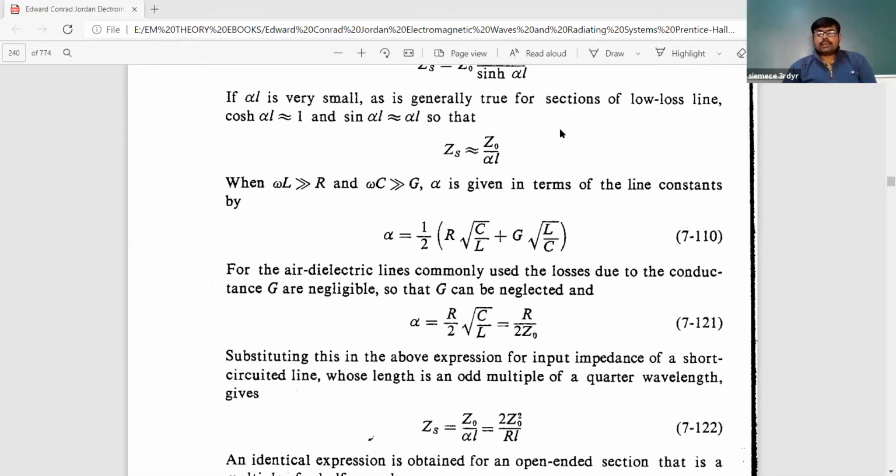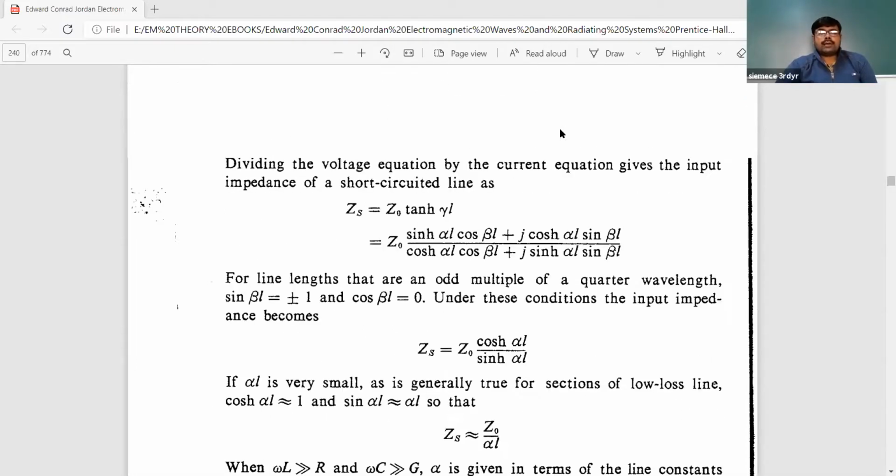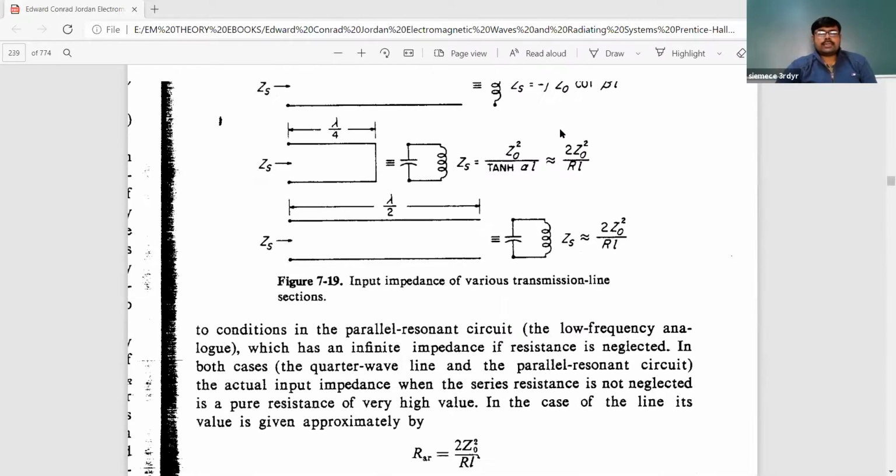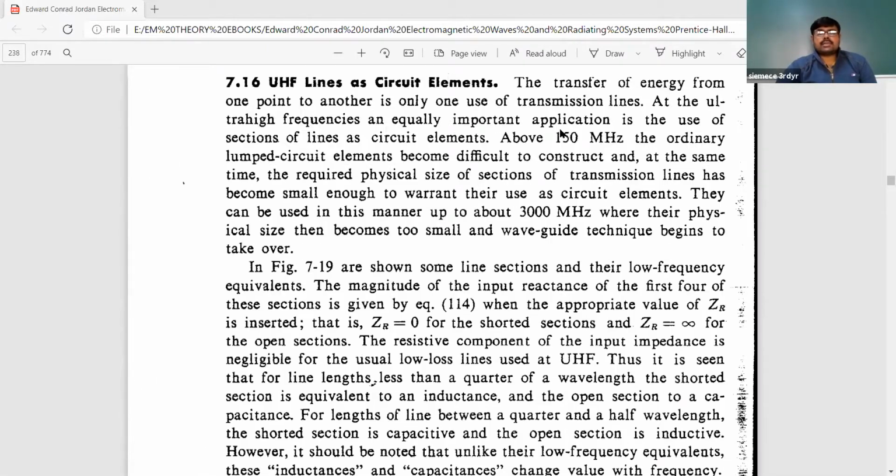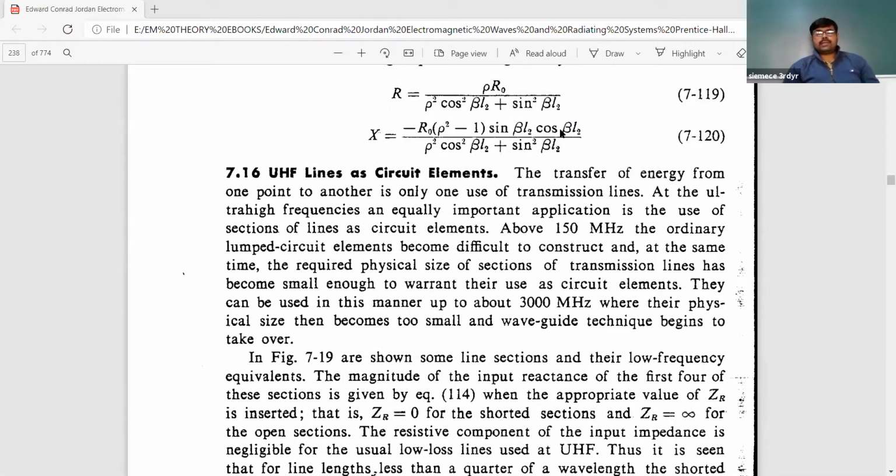So what is the condition? What are the different conditions we are trying to establish? Again, I want to repeat. We have started with this particular condition, and the topic name is UHF lines as circuit elements. If we use ultra high frequency lines as circuit elements, what will be the impact that we will see?